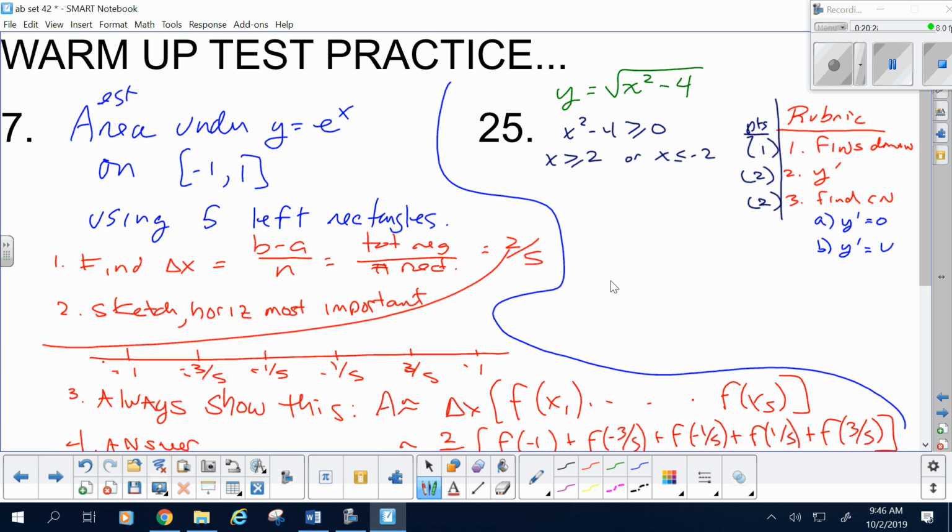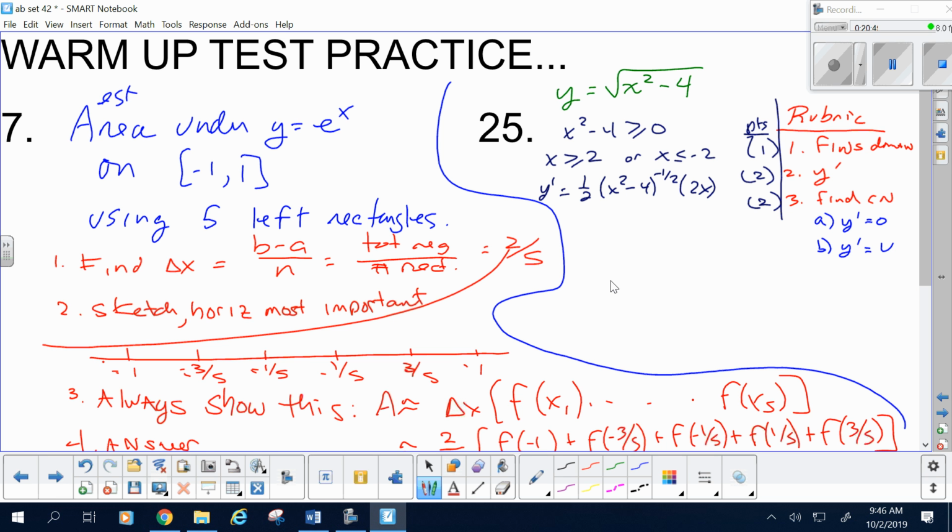Now you need to take the derivative. The derivative would involve the chain rule. The derivative is 1/2 times (x squared minus 4) to the negative 1/2 times 2x. At that point, I would pause and say, did they find the derivative correctly? That would be 2 points. Did you find the derivative by chain rule? Yes? Yeah. All right.